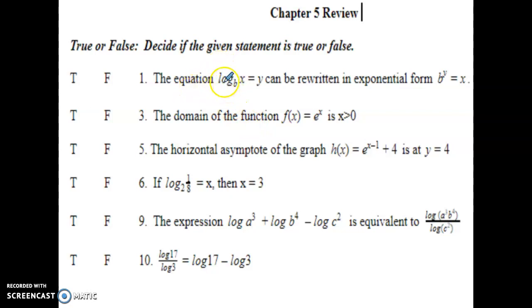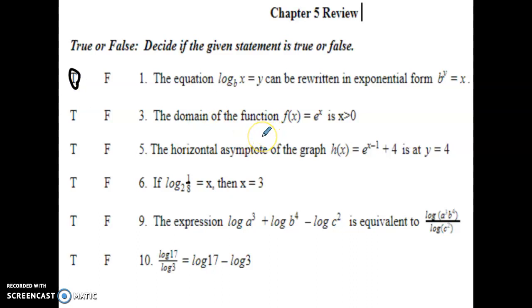So the equation log base b of x equals y can be rewritten in exponential form, b to the y equals x. So I just look at this and say, how would I change this part to an exponential equation? I always start with the base. Log base b, so base is b. The power is the one that's alone. The power stands alone. So b to the y equals x. Yep, that one is right.